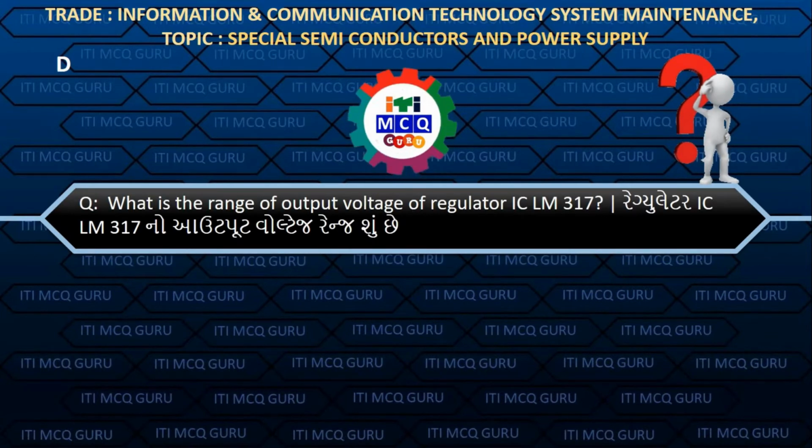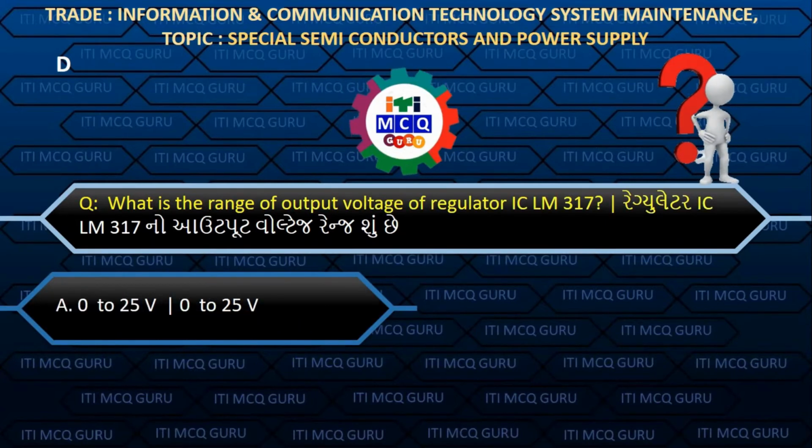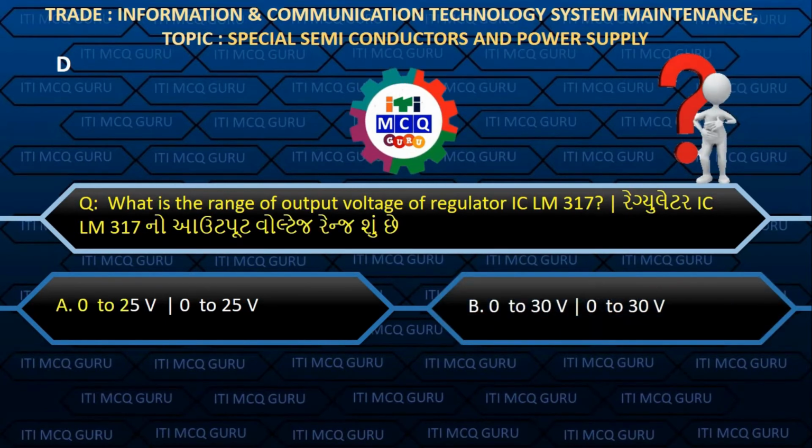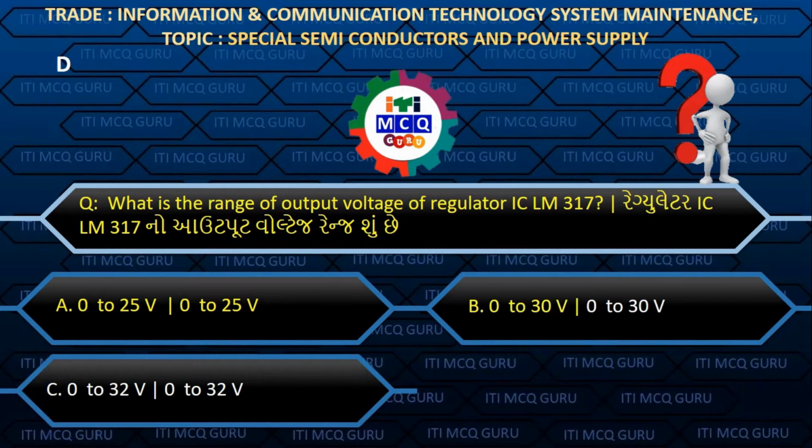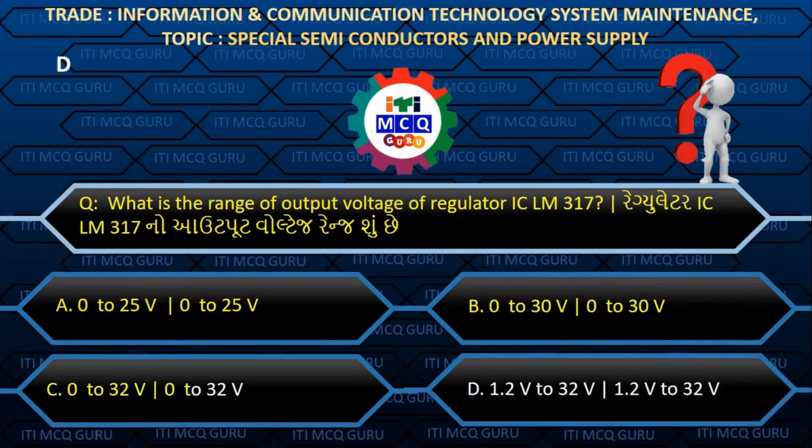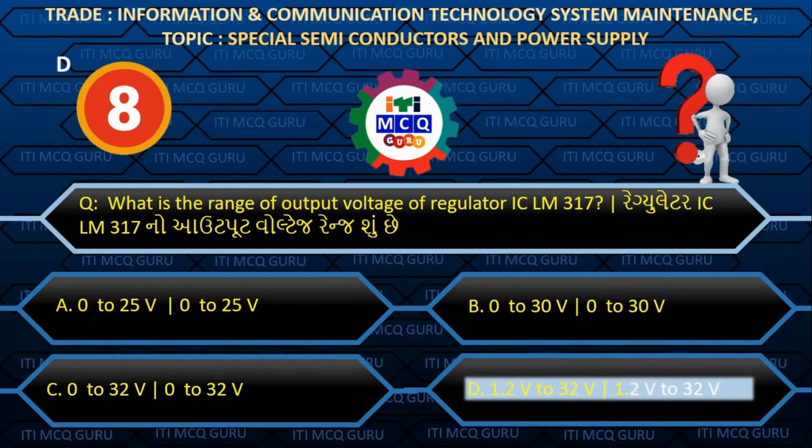What is the range of output voltage of regulator IC LM317? Regulator IC LM317 નો output voltage range શું છે? The answer is D, 1.2 volt to 32 volt.